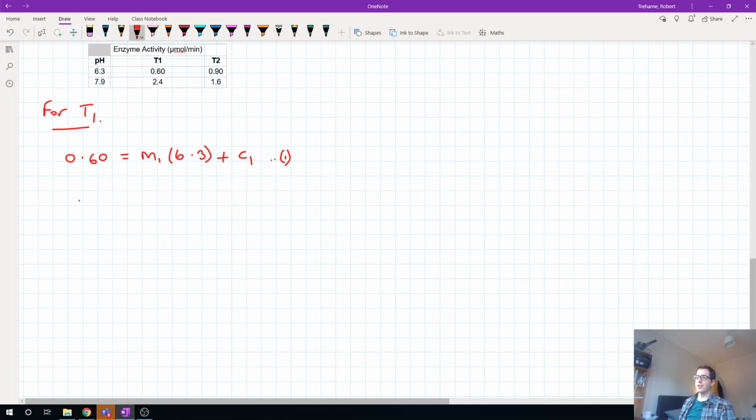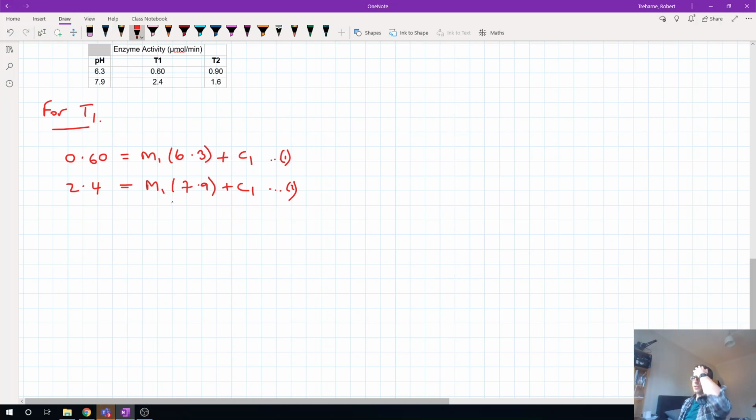Okay, and of course I've got another data point which satisfies that straight line, which is 2.4 is equal to m1 times 7.9 plus c1. Okay, so I can work out what m1 and c1 are because that's just a simultaneous equation.